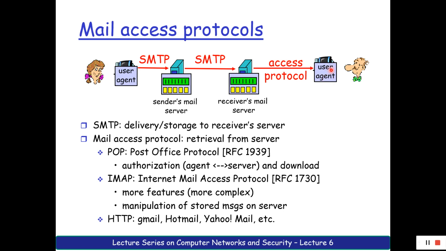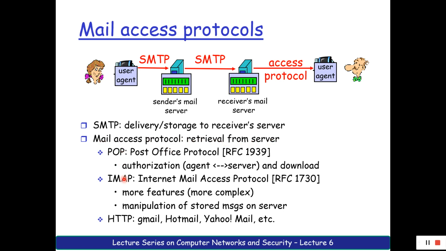Now if the user agent, that is Bob, wants to access this mail, he requires something called access protocols. That is what we are going to study today. When the mail moves from the mail server to Bob, the receiver, you require access protocols. SMTP is simply going to deliver and store your mails into the receiver's mail server. It is not going to do further parts. So if you want to retrieve your mails from your server, you should have access protocols.